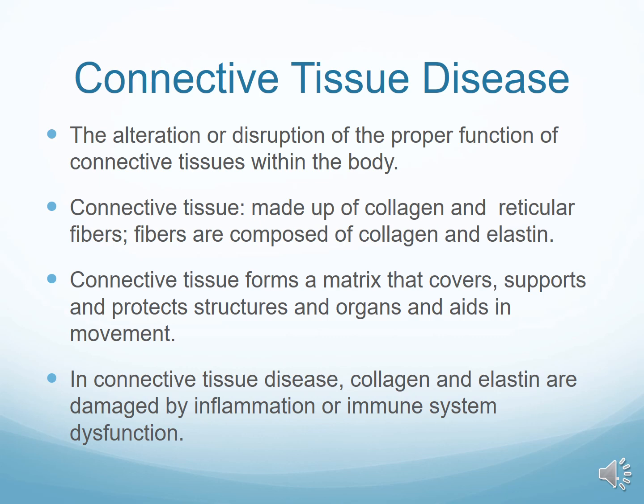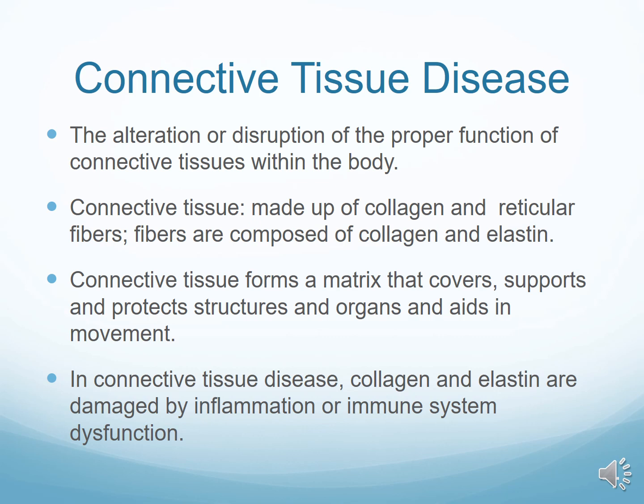We will look at the alteration or disruption of the proper function of connective tissues within the body. Connective tissue is made up of collagen and reticular fibers, and these fibers are composed of collagen and elastin. And elastin is what gives the muscle that give. It gives the muscle the ability to stretch and bend.